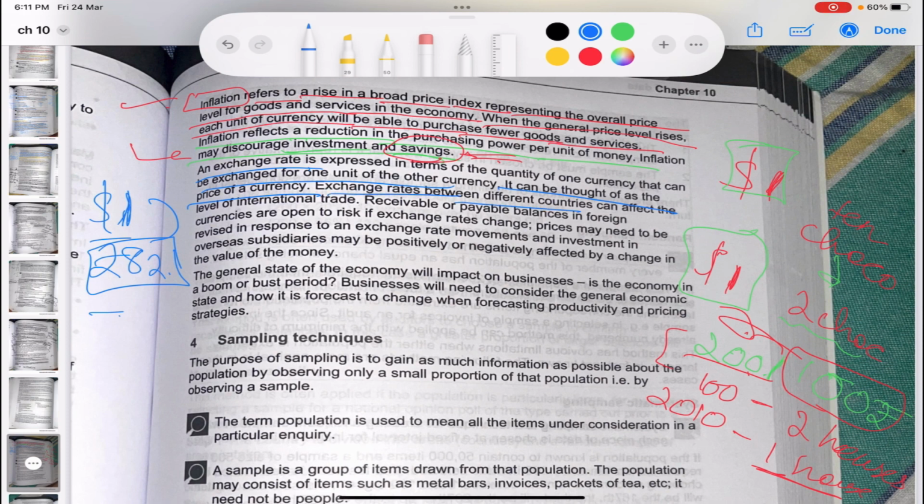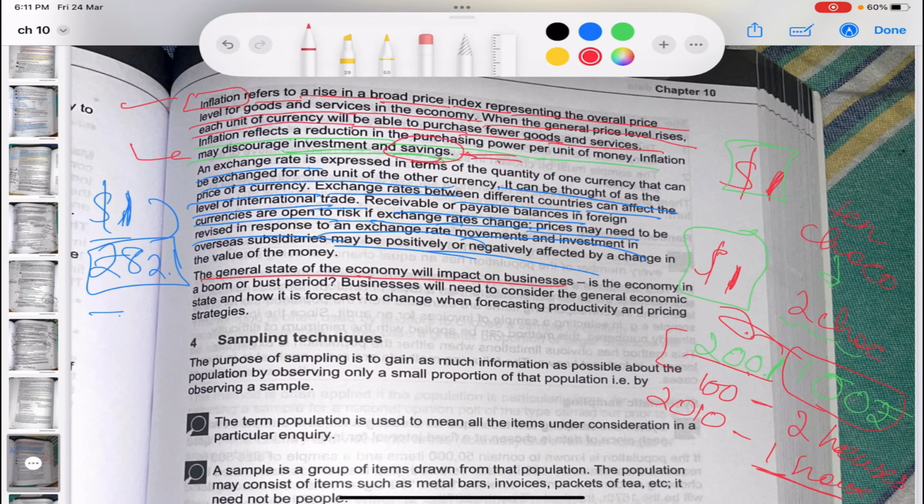Exchange rates between different countries can affect the level of international trade. Receivable or payable balances in foreign currencies are open to risk if rates change. Prices may need to be revised in response to exchange rate movements. The general state of the economy will impact the business.